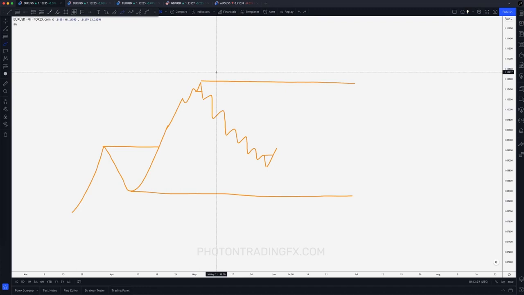Okay, so in theory, this is how we define the difference between swing structure and internal structure, and then how we are using breaks of structure. So that's when a swing high or swing low is broken. That's a break of structure, a BOS.